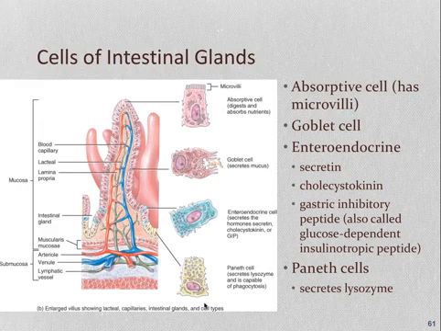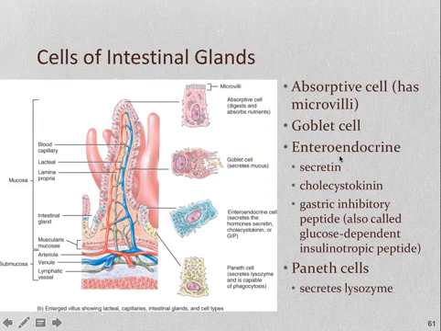So when we take a look at these intestinal glands, we have a few different types of cells. We have these absorptive cells, which have microvilli on them, and that cell does just that. It's going to help digest and absorb nutrients. I showed you guys the goblet cells. Goblet cells will always do the same thing. They're always secreting mucus.